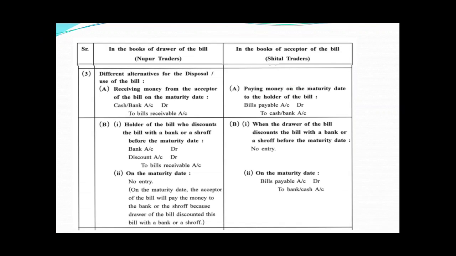Now let us see the second condition, where the holder of the bill discounts the bill with the bank or a shop before the maturity date. We have discussed this earlier: when he is in need of immediate funds and wants to discount the bill, he may go to the bank or a shop for the purpose. The bank or that shop will give him some amount lesser than the actual amount of the bill, and that lesser part will be known as discount. Suppose the bill is of rupees 10,000 and the bank is paying 9,700, that means 300 will be discount.